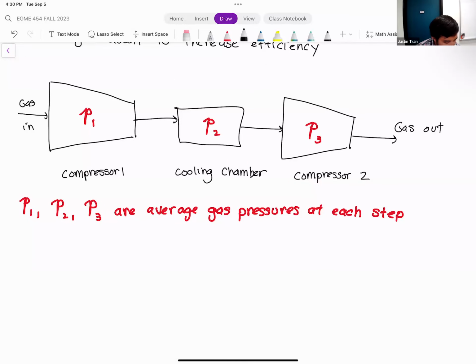And so under this setup right here, we can compute the total amount of work or total amount of energy that's required to run this system using the following formula.